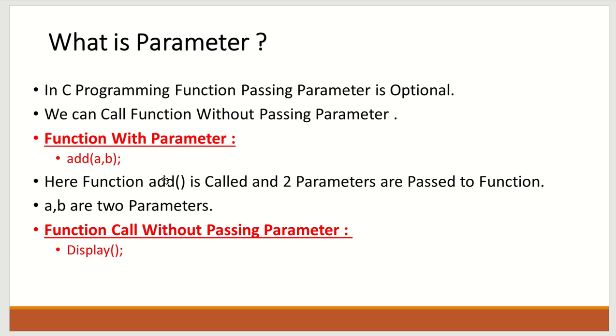So here function add is called, and two parameters are passed to the function, and that two parameters are a and b. Now here function call without passing parameter, that means if I write display, but inside this round bracket no parameter, that means function call but without passing what? Parameters.